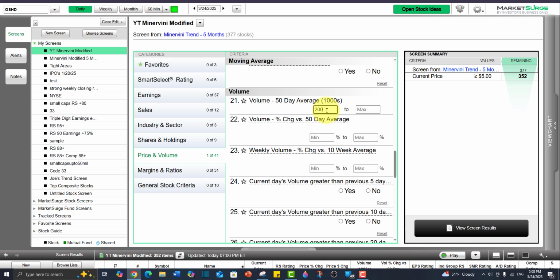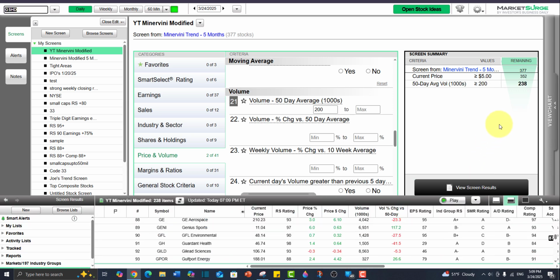If something is trading very thinly and you try to liquidate a position, you might get a really bad fill because there's just not many shares trading hands. So I want to cap that at 200,000 to infinity again. That brings it down to 238. That chopped off over 100 stocks. That's pretty cool. That's 100 less I have to look at.